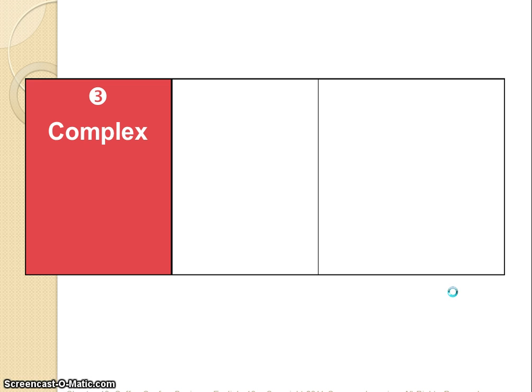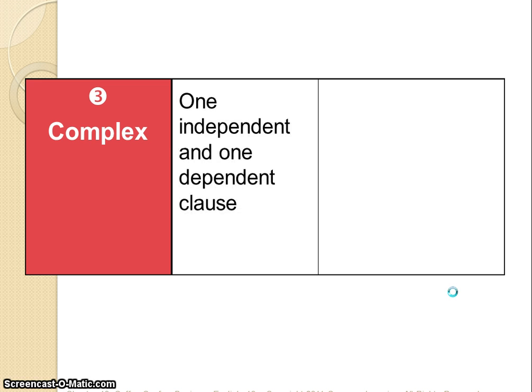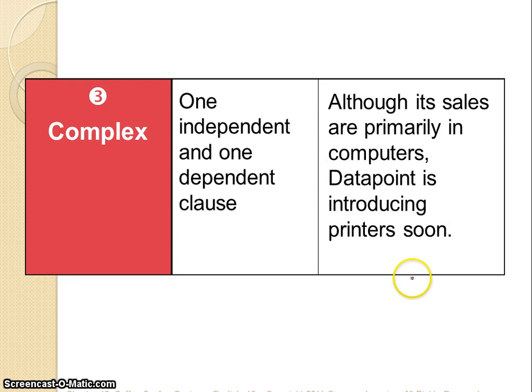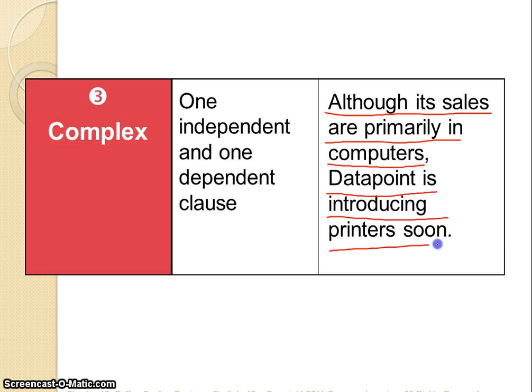A complex sentence has one independent clause and one dependent clause. Although its sales are primarily in computers, here's our dependent clause. This is not going to make sense by itself. It needs something to complete it. And then Data Point is introducing printers soon. That could be a sentence by itself. We're separating these by using a comma. One independent clause and one dependent clause makes it complex.